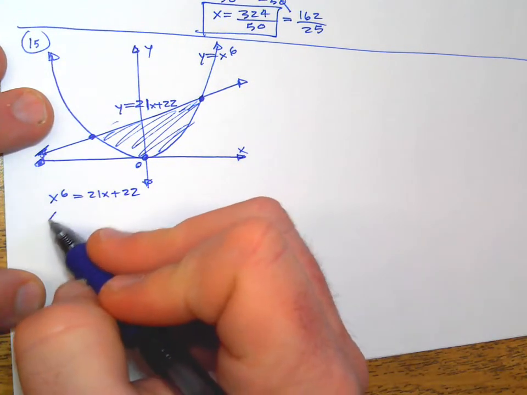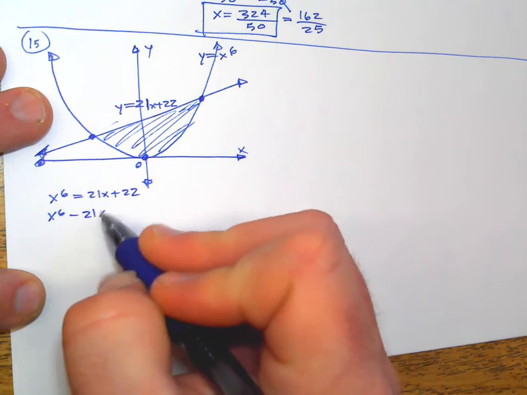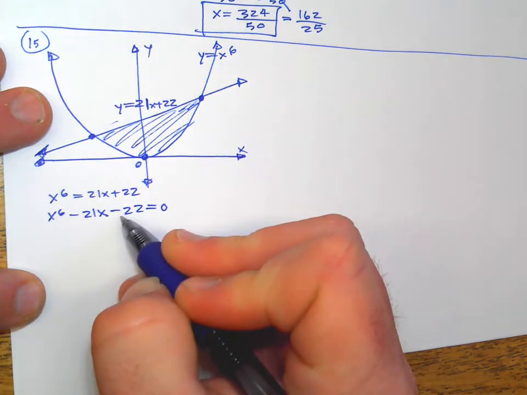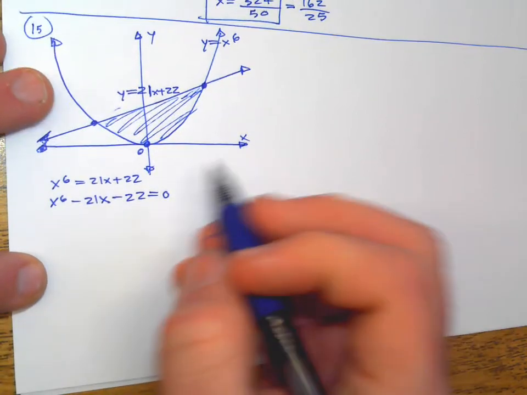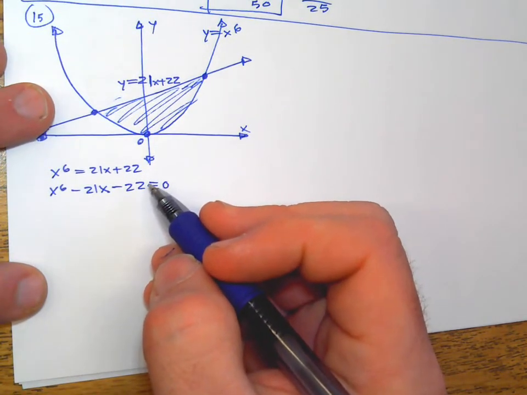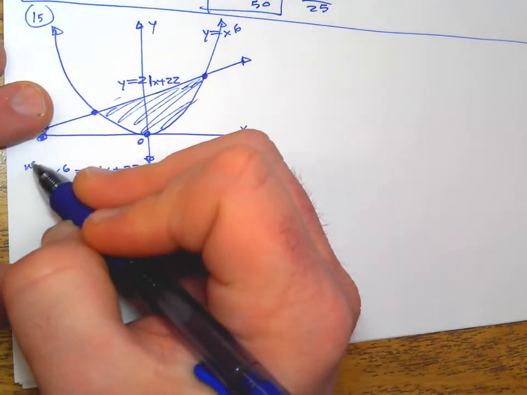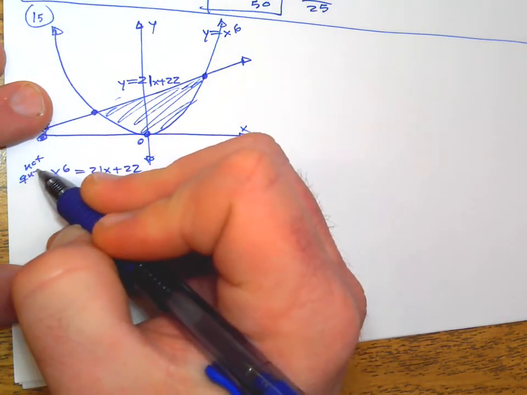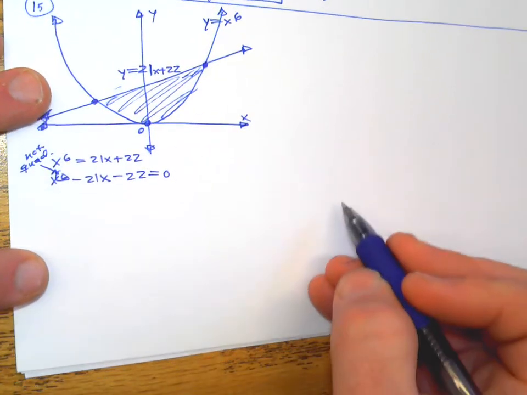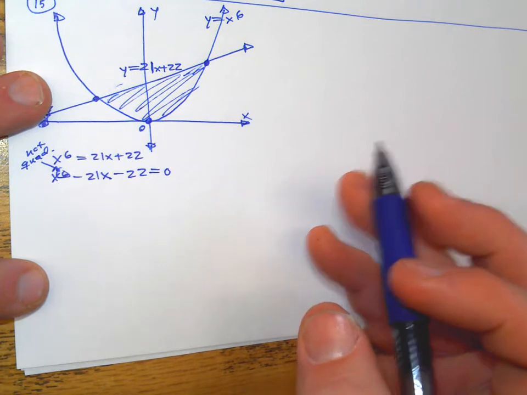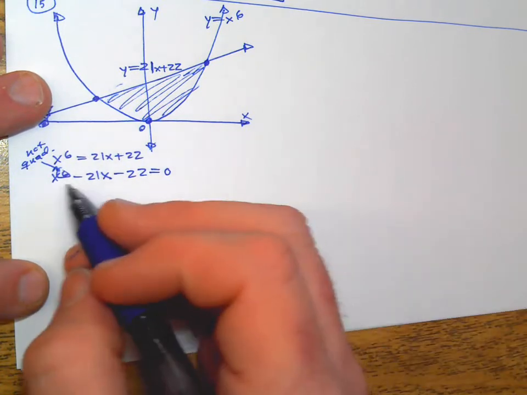And then you probably want to move everything to one side. And this is where some people did some weird stuff. Some people said they still had a plus 22 here, but that should be minus. Then some people started factoring this or putting it in the quadratic formula. This is not quadratic. This is a sixth degree polynomial. The quadratic formula doesn't make any sense on it. Regular factoring of quadratic trinomials doesn't make sense. You're kind of stuck here.